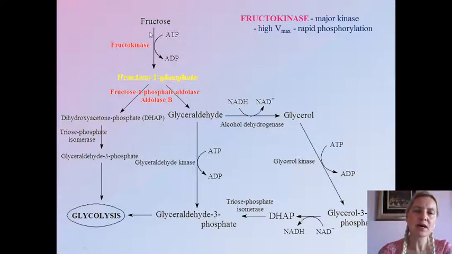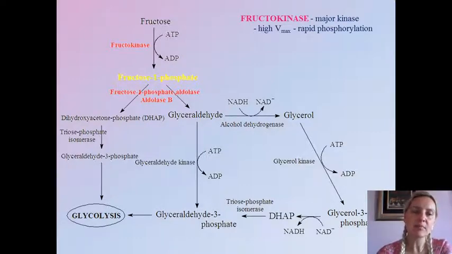So the first step of this catabolism is phosphorylation of fructose to fructose 1-phosphate, catalyzed by the enzyme fructokinase, which is at the same time the major kinase of this catabolic pathway. The donor of the phosphate group is the ATP molecule, and this enzyme has a very high Vmax, maximum velocity, so this phosphorylation is rather rapid. So it occurs rapidly.